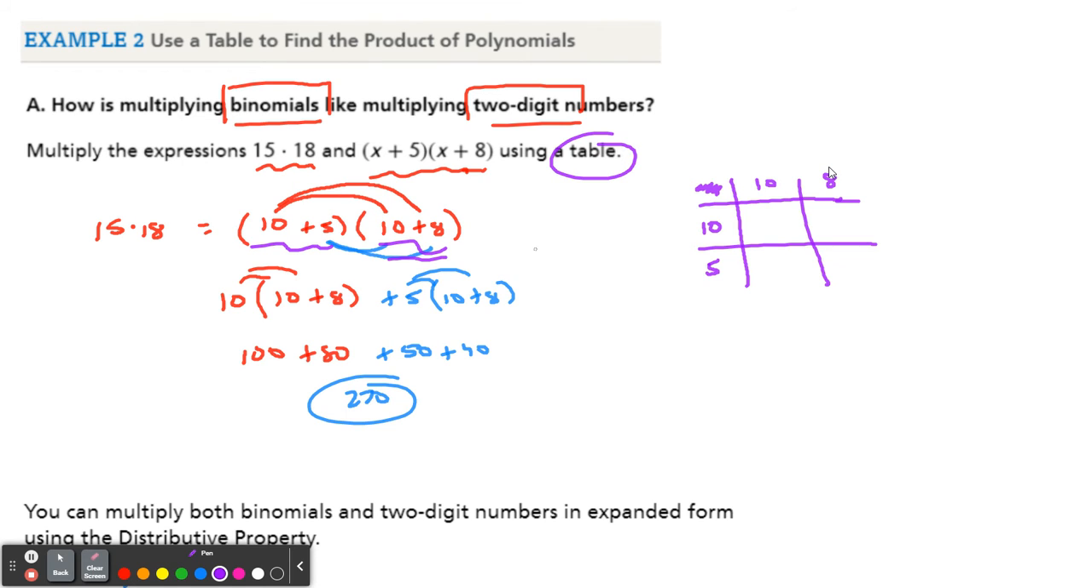And now, this is just a straight multiplication table. You just take your fingers and you say, okay, this box is 10 times 10, which is 100. This box is 8 times 10, which is 80. This box down here is 5 times 10, which is 50. This box right here is 8 times 5, which is 40. And again, you get the same 4 numbers you got over here. 100 plus 80 plus 50 plus 40. And again, you get 270.